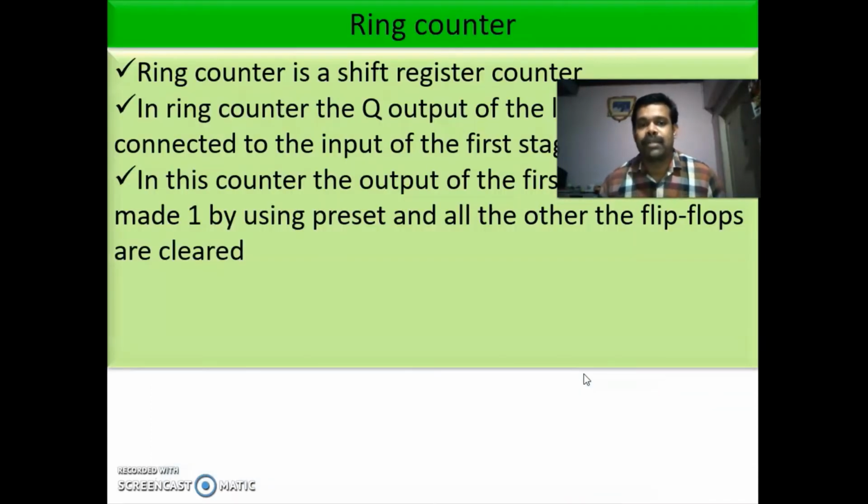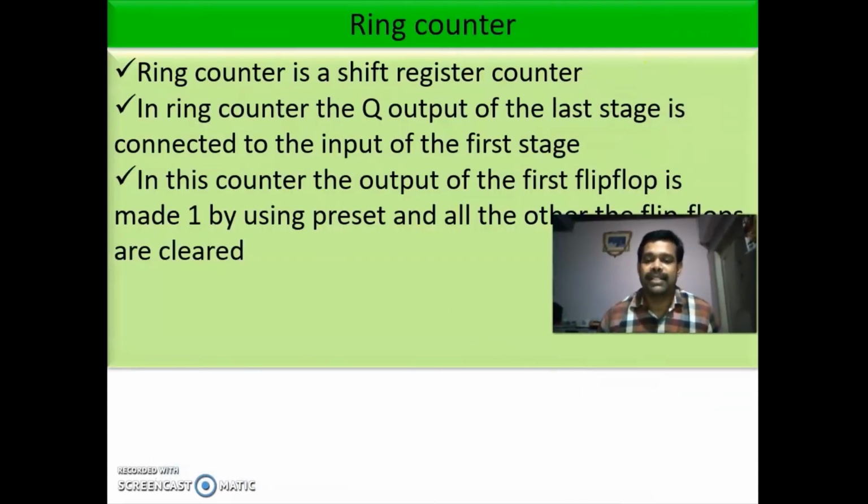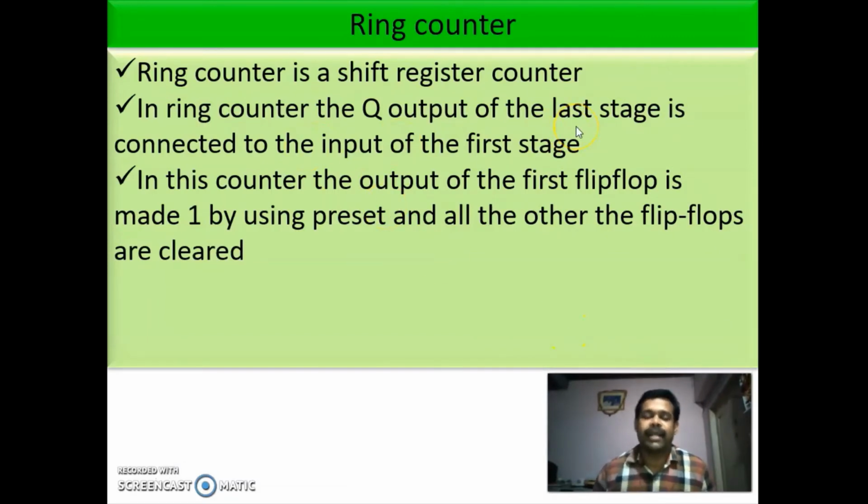Okay. Then a ring counter. Ring counter is a shift register counter. In a ring counter, the Q output of the last stage is connected to the input of the first stage. Previously, the complement output of the last stage was connected. Here, the Q output of the last stage is connected to the input of the first stage.